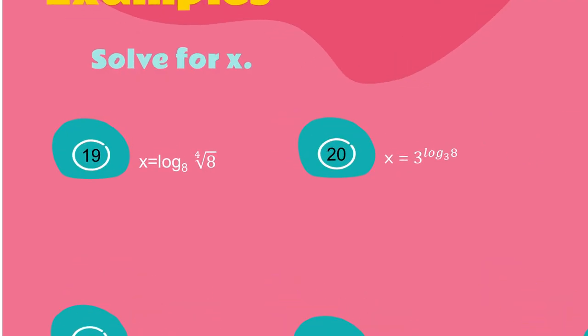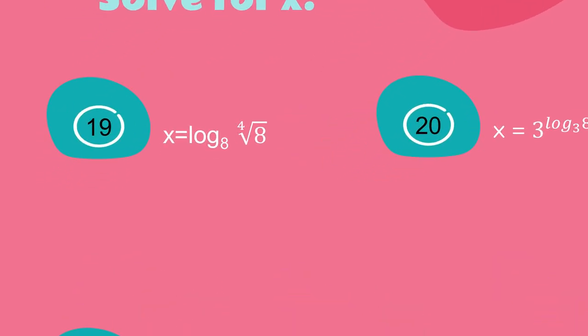All right, looking at number 19. I like to rearrange it to where my x is going to be on the right. So I am actually going to rewrite it as, let me get a different color so we could see it. I'm going to rewrite it as white. Log base 8 of the 4th root of 8 equals x. Okay, this is how I'm rewriting it. So how am I solving for this? I'm still doing the same process.